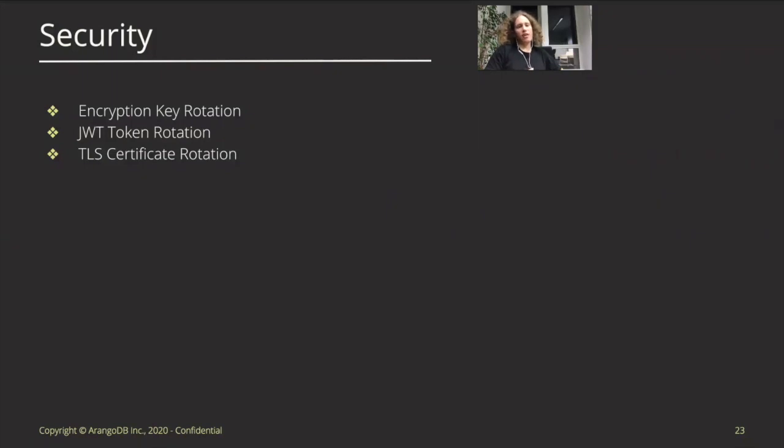Then we have JWT token rotation. So for super user access, imagine your sysadmin is leaving the company. You want to rotate the tokens, which he might have stored somewhere, to really make sure he doesn't have access. And then last but not least, TLS certificate rotation for safely talking to ArangoDB.